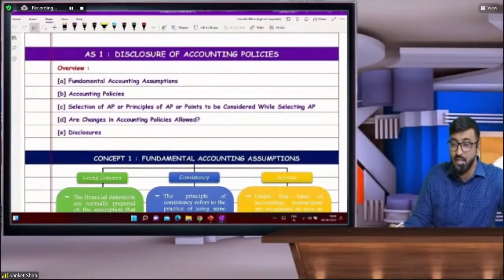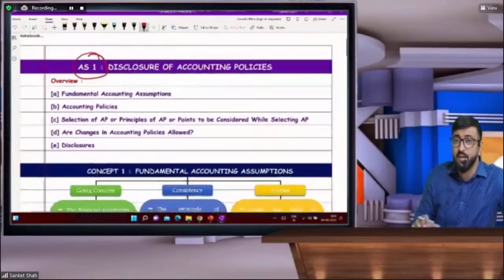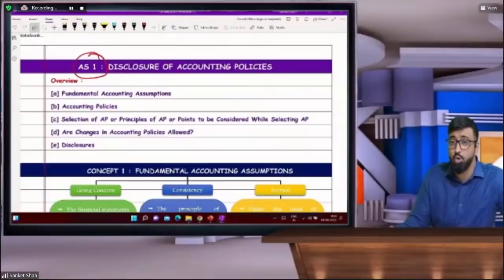Friends, AS 1, I have not taken in the last session because it's already covered at foundation level. But in this batch number 5, as we are getting one extra day, we are going to continue with accounting standard 1. So please focus, you won't get any video based on accounting standard 1 in batch number 4. So friends, what is exactly accounting standard 1? It is nothing but a general standard for disclosure of accounting policies.